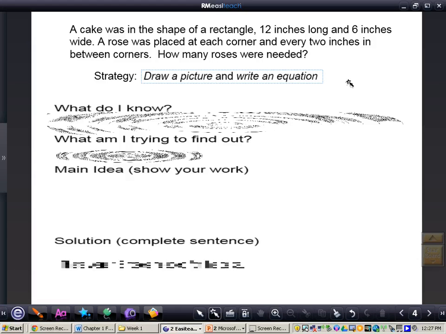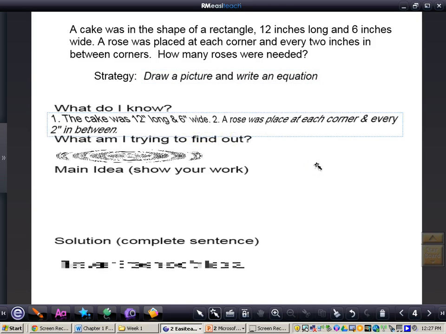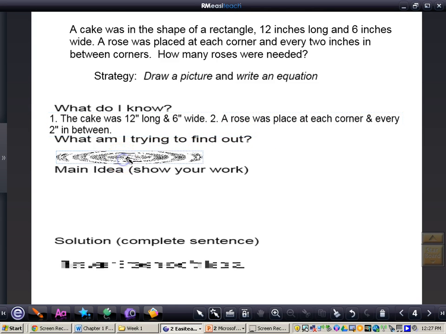Okay, so simple steps. We want to take a look at what we know. And what we know in this problem, first of all, we know the cake was 12 inches long and 6 inches wide. And whether this is important information or not, we're just going to write down what we know for right now. I can also see that a rose was placed at each corner, and also every 2 inches in between. Okay, so we write that down, and then the next thing we want to do is figure out what we're trying to find out. What we're trying to find out is basically how many roses were needed for the cake.